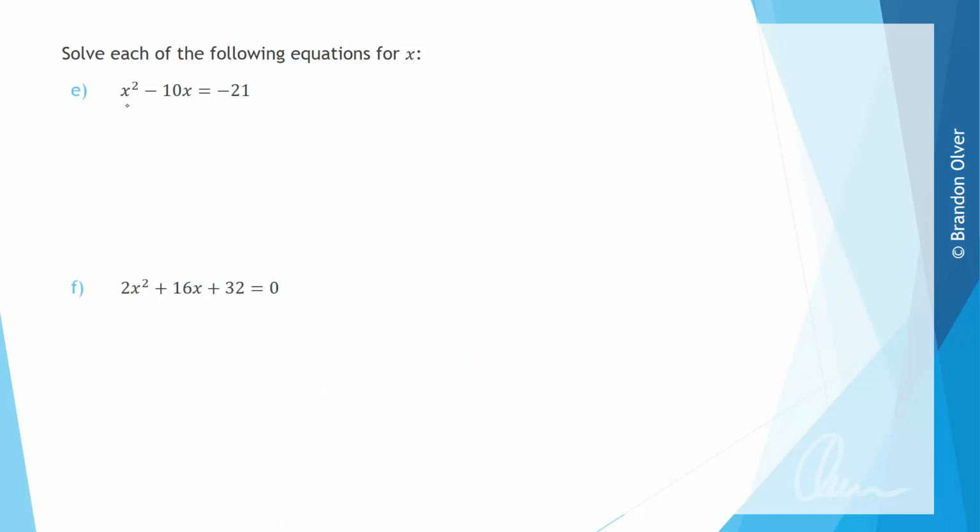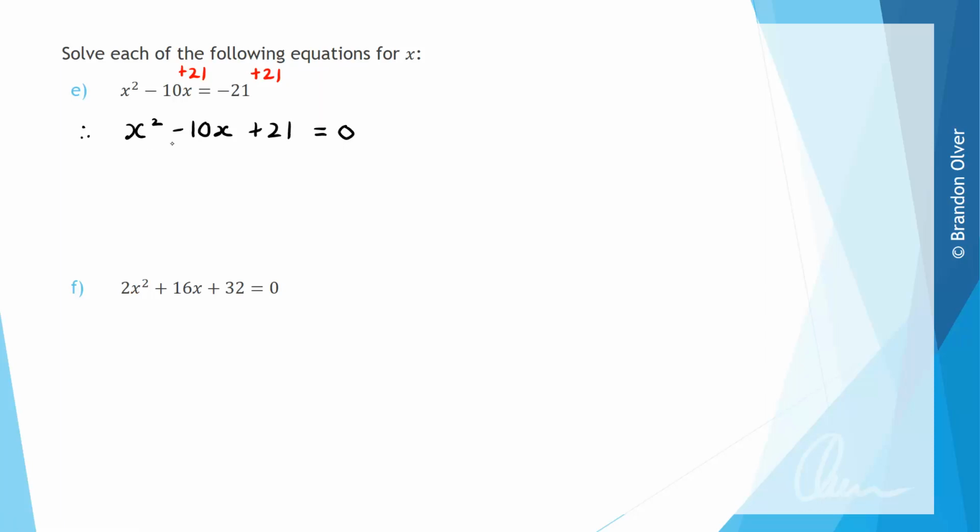For part E, we have the quadratic equation x squared minus 10x equals negative 21, and we want to solve that equation still for x by using the null factor law. However, the first thing we need to do if we're going to use the null factor law is have the equation equal to 0. So we're going to start by adding 21 to both sides of this equation. So therefore we have x squared take 10x plus 21 is equal to 0.